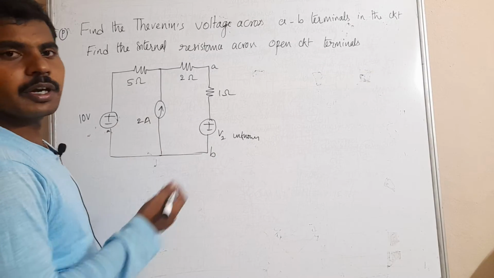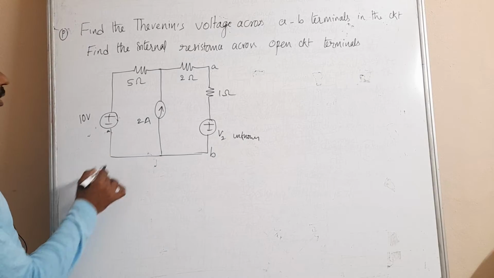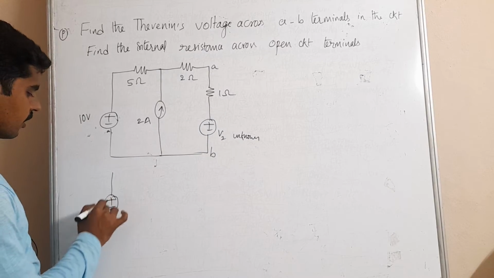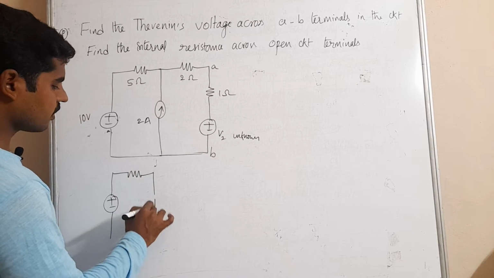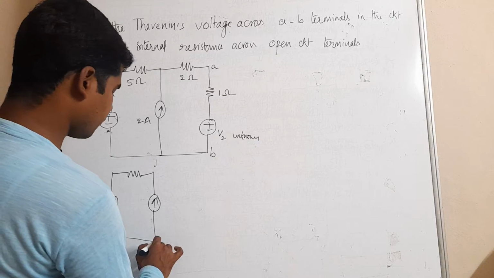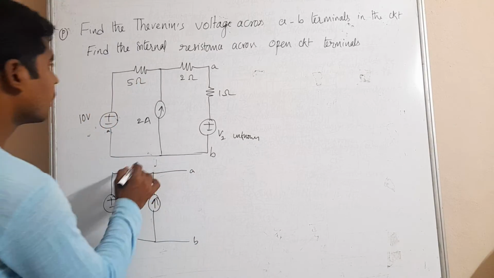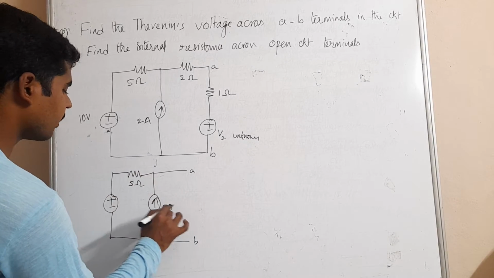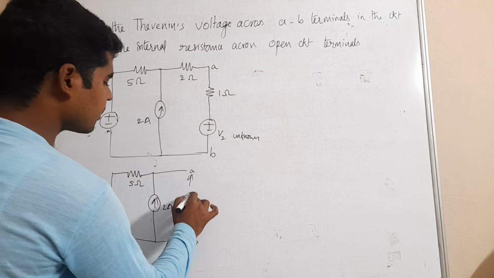Remove the part where we are going to find out the open circuit voltage. If you are removing the corresponding terminal, this circuit looks like this. It can be represented like this, with a current source. This is the AB. This is 5 volts, 5 ohms, and a 2 ampere current. This is generally called VOC.